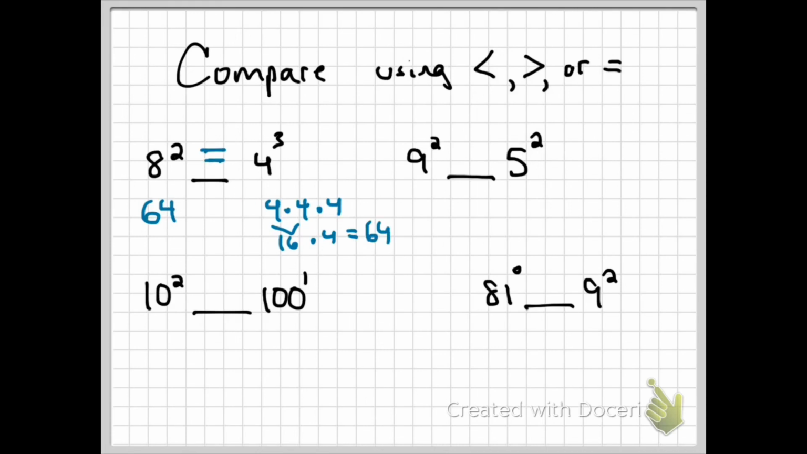9 to the 2nd power is not 18. It's 9 times 9, 81. Compared to 5 times 5, which is 25. So this number here is larger.